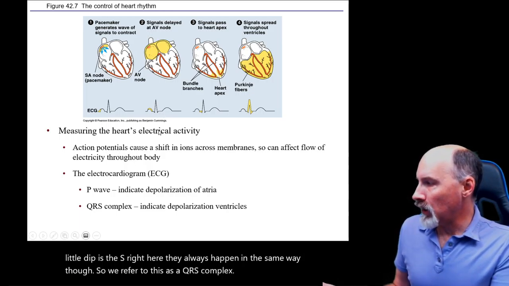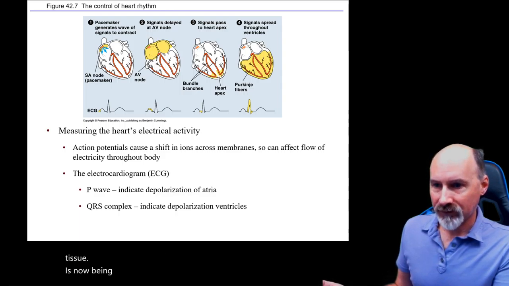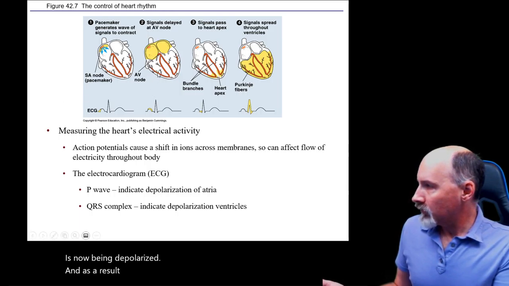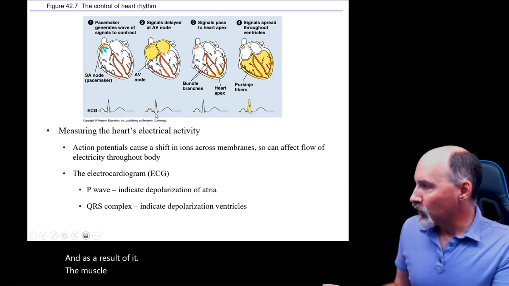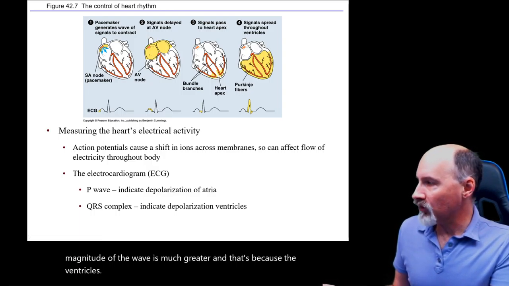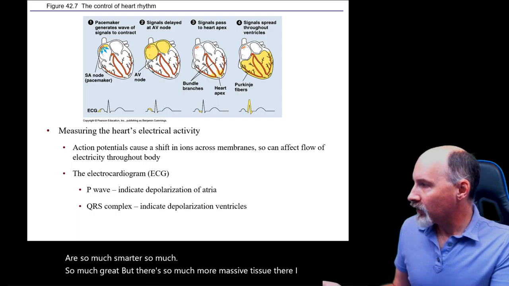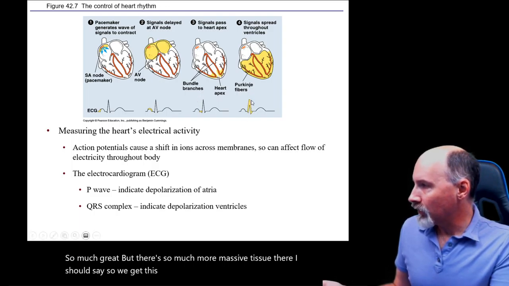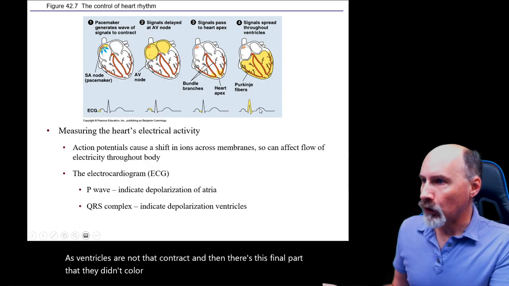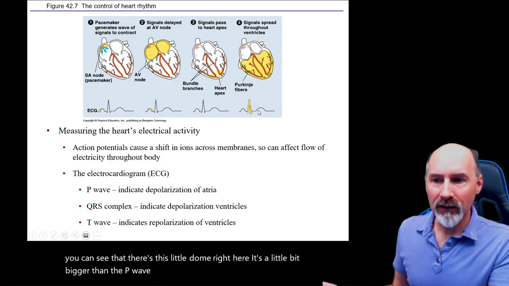What is happening here? Well, it's indicating that the ventricle tissue is now being depolarized, and as a result, the muscle tissue begins to contract. You'll notice that the magnitude of the wave is much greater. That's because there's so much more massive tissue in the ventricles. So we get this QRS complex as the ventricles contract. And then there's this final part that they didn't color down here. If you follow the cursor, you can see this little dome right here. It's a little bit bigger than the P wave. This one is called the T wave.